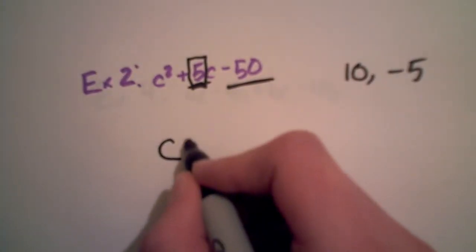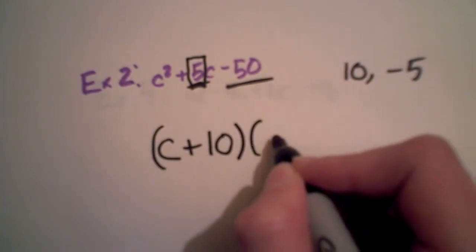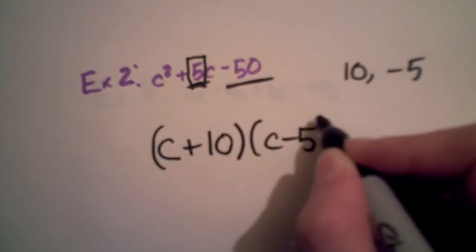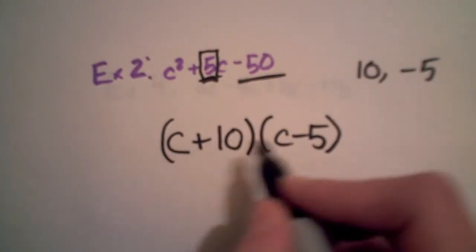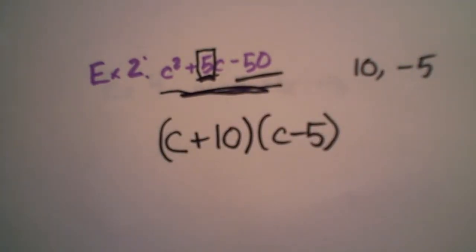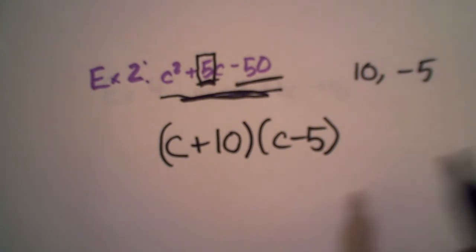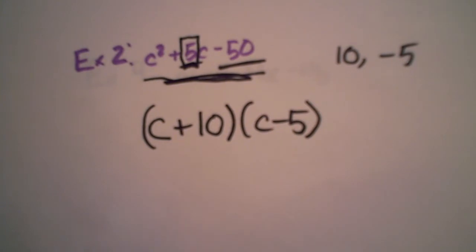So now I just go (c plus 10)(c minus 5). And that is two binomials, and if you were to FOIL this, you'd end up with the original. If you want to check your work, you can FOIL it, but they just want the factored form of it. 10 times negative 5 is negative 50, and 10 plus negative 5 is 5. So those aren't too hard.